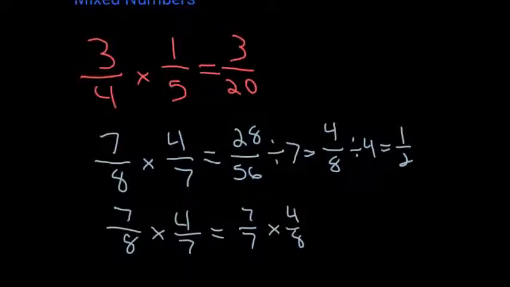Now I can reduce my fractions. 7/7 reduces to 1/1. And 4/8 reduces to 1/2. And then I just multiply. 1 times 1 is 1. 1 times 2 is 2. So I got my original answer of 1/2.